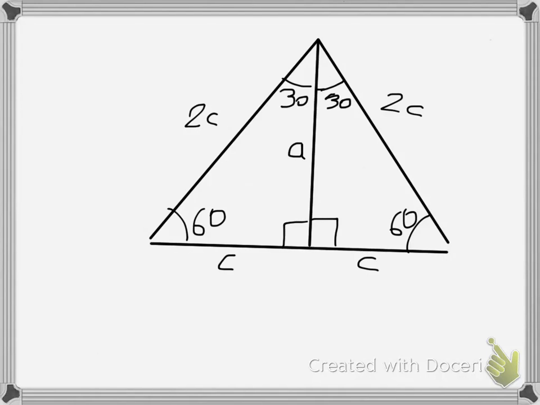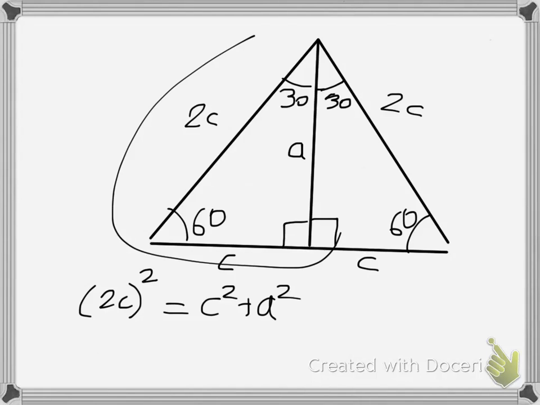What we're going to do is solve for c in terms of a using the Pythagorean theorem. So we get (2c) squared, which is the hypotenuse, equals c squared plus a squared. This is just the Pythagorean theorem applied to this triangle, where the hypotenuse is 2c.